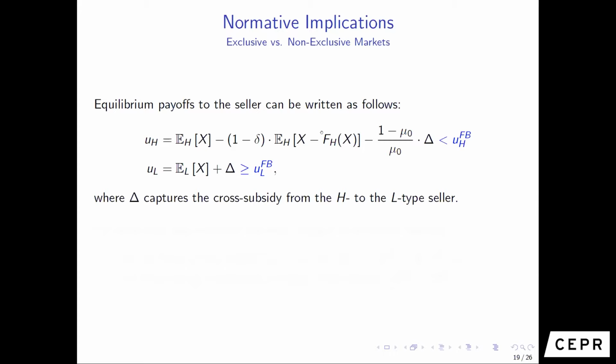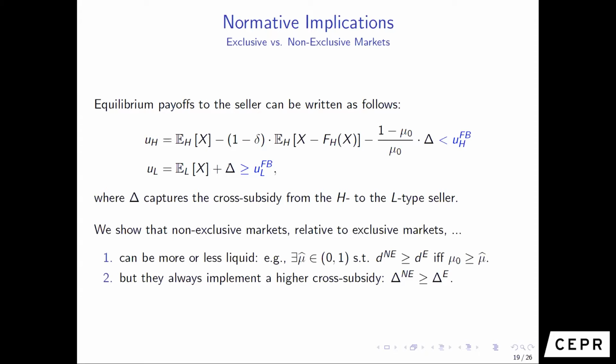The difference will be the size of this retention and the size of the cross subsidy, but you can always write it like this. So the first thing is to show that, of course, because we have information asymmetries, high types will never get their full information or first best payoff. And the low types will always get at least, or more than, their full information payoff. Why? Because they get the low type's payoff and they might get a cross subsidy.